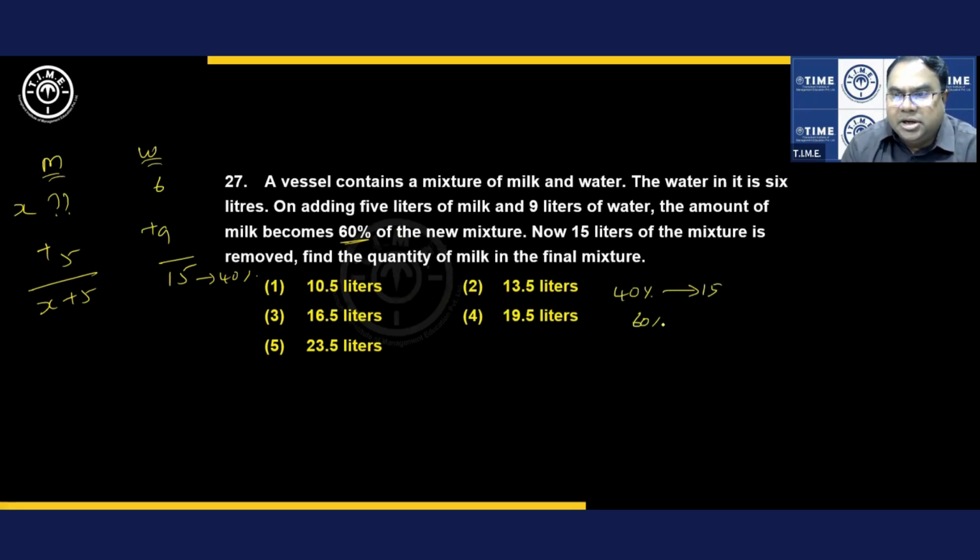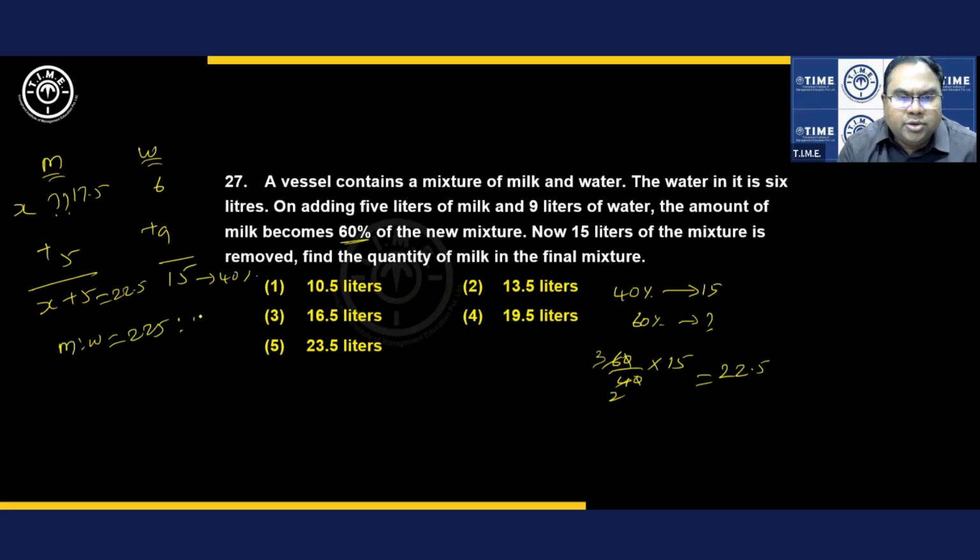Find milk 60%. How much? 60 by 40 into 15. 45 by 2, 22.5. X plus 5 is 22.5. So initially, minus 5 if I remove, it is 17.5. What is milk is to water? Can I write like this? 225 is to 150. 15 15s, 15 10s, 5 3s, 5 2s. What is milk is to water? 3 is to 2. In the ratio, in the new mixture.